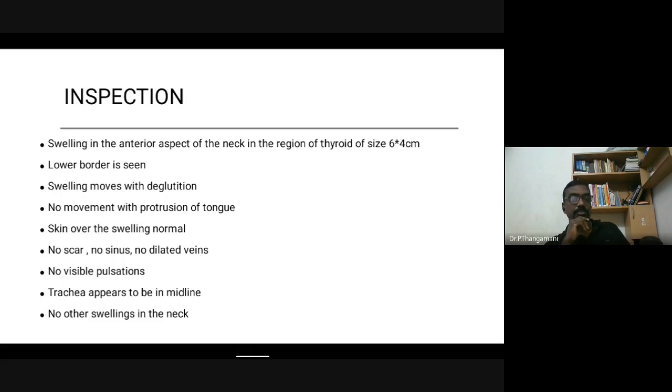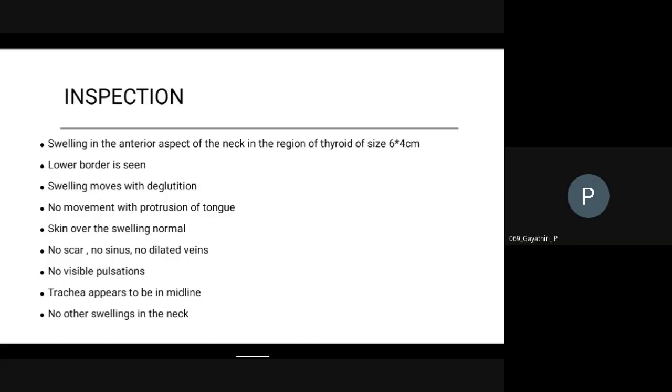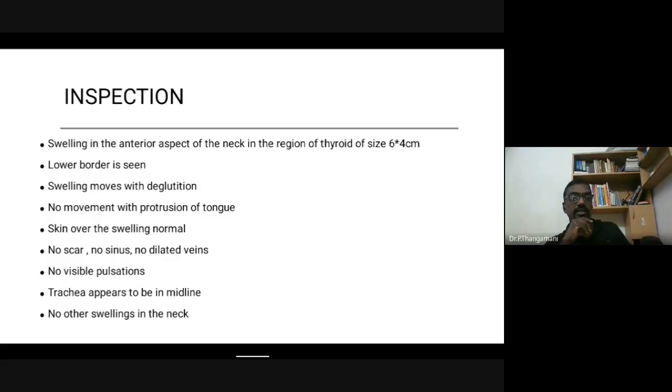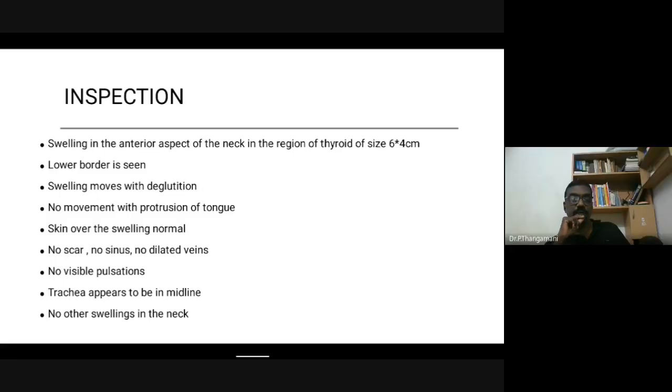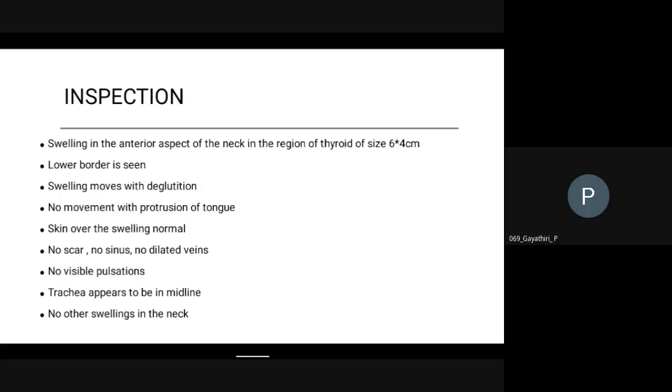What is the shape? Ovoid in shape. No, sir. I asked you to present a multinodular goiter with the euthyroid state, I believe. Yes, sir. Multinodular goiter.